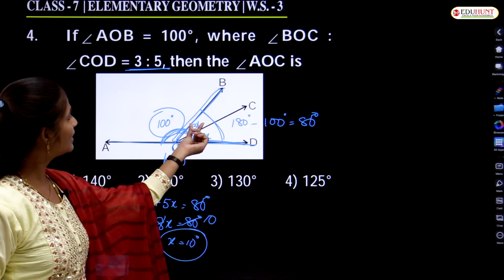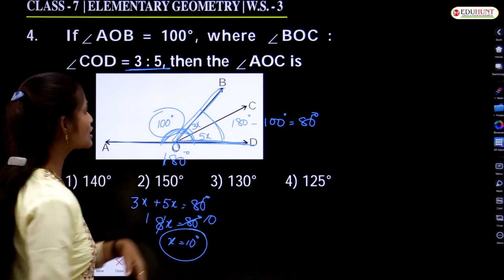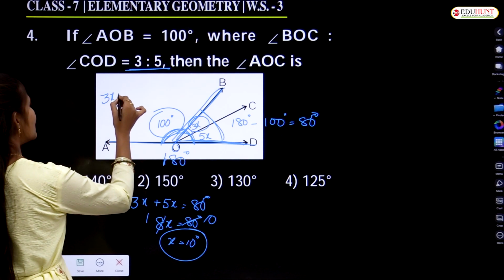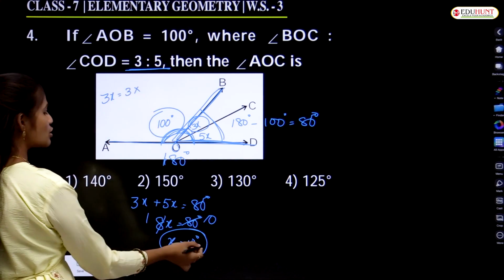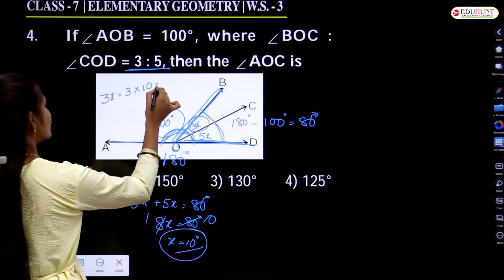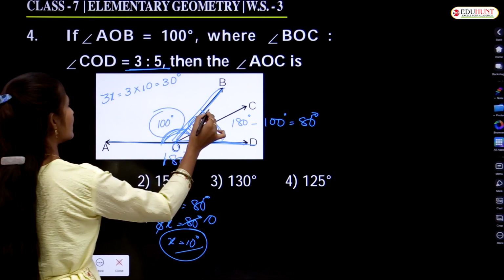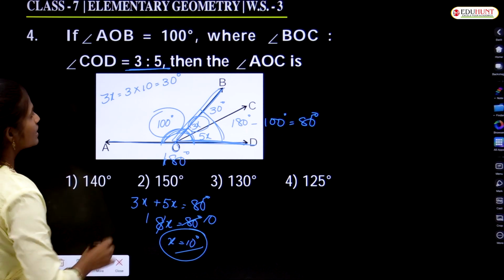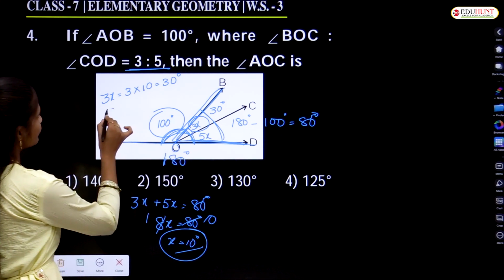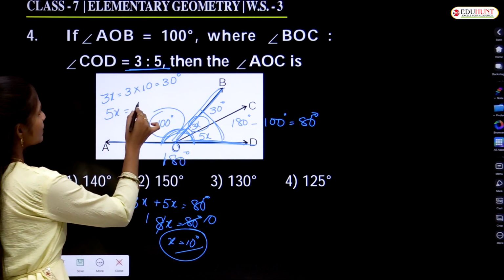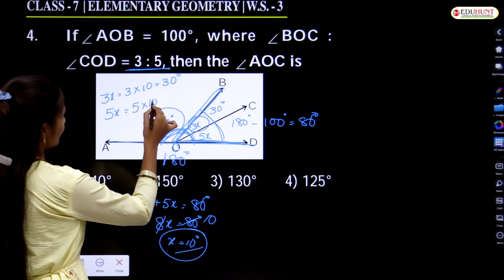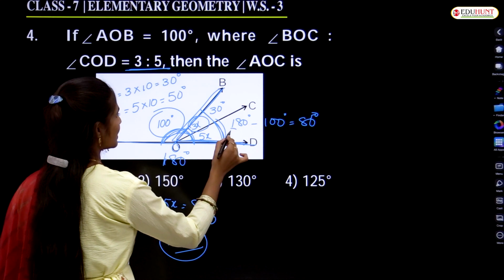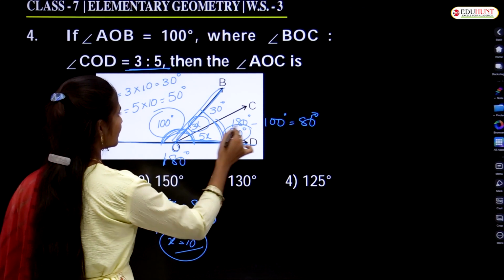Now what is the angle here? Angle BOC is 3x. So 3 into x, which is 10, is equal to 30 degrees. So this is 30 degrees. And next one, this is 5x. So 5x is equal to 5 into 10, which is 50 degrees. So this angle is equal to 50 degrees.